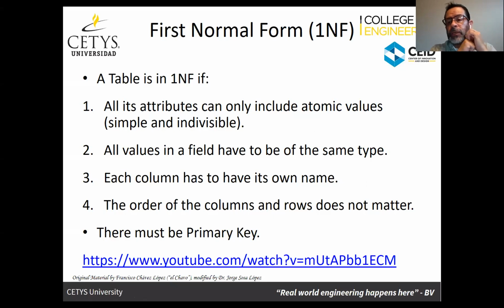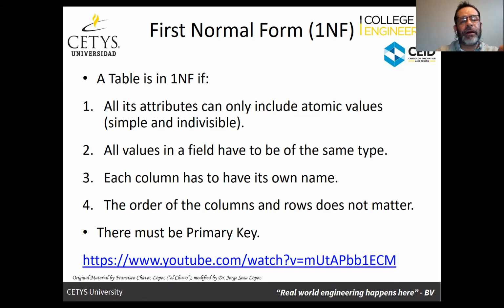Okay, so the first rule for the first normalization or first normal form is that all of the attributes have to have atomic values. Okay, simple and indivisible. The other three are really, really common sense. If we don't follow the other three, I mean, really, it's common sense.